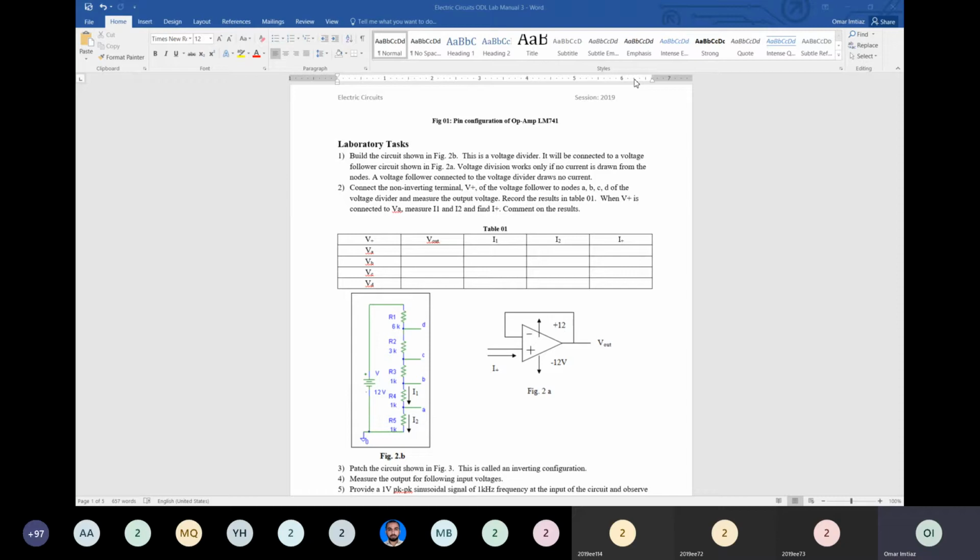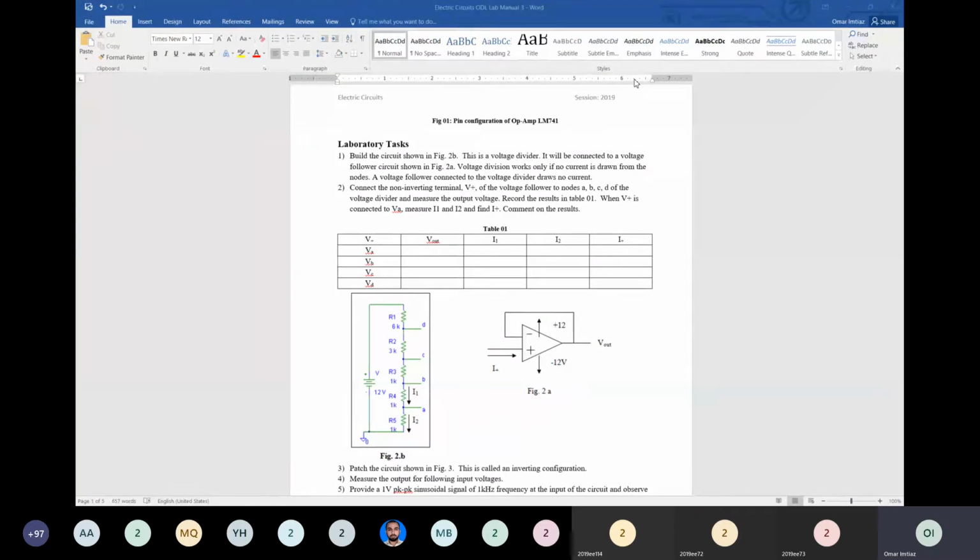That way we have 6 volts, 3 volts, 1 volt, 1 volt, and 1 volt. Now, this will be used to verify the voltage follower functionality of an op-amp. If you look at circuit 2A, you can see that it is in a voltage follower configuration.